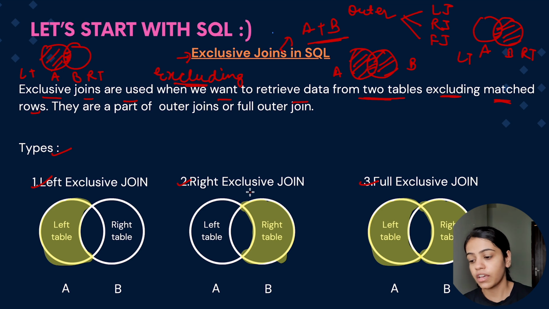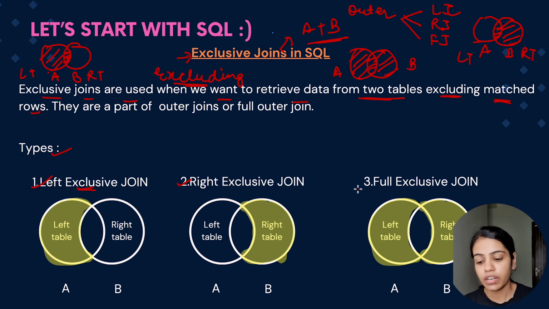So here the left exclusive join is same as the left join. It's just that in the left join we used to get the common or the matched values between A and B, but here we are excluding these values. Again the right exclusive join is same as the right join, but in the right join we used to get all the details which is present in the right table along with the common details which is present in right as well as left table. But in the right exclusive join, we only get the details which is present in the right table. We exclude the matched rows between A as well as B, or left table as well as right table.